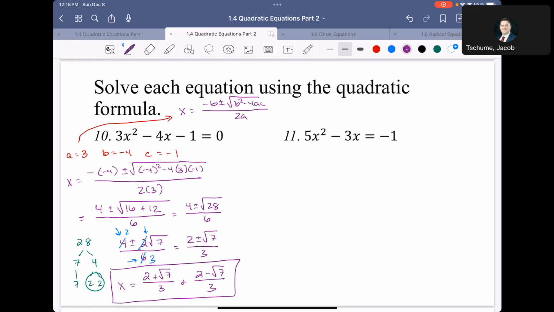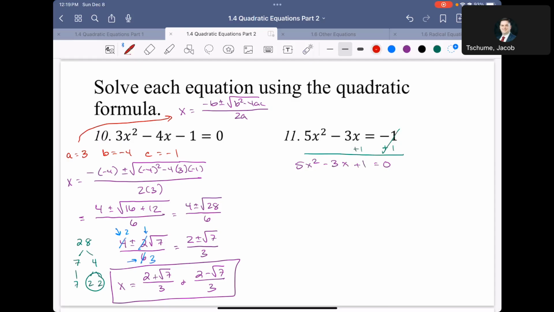Number 11 is the same approach, but you probably already have noticed that it is slightly different in the fact that you don't have a 0 on the right-hand side. So before we can set up the quadratic formula, I need to move that -1 back to the other side of the equation. We can do that by simply adding 1 to both sides. That will give us 5x squared minus 3x plus 1 is now equal to 0.